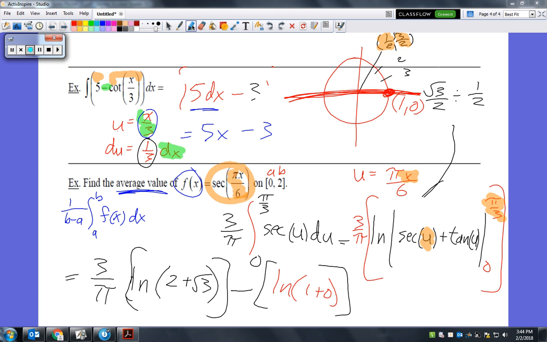What does this become, guys, right here? Some of you already see it. 0, because the natural log of 1 is 0 from that graph that we remembered as its default parent function. So my final answer is just going to be 3 over pi times the natural log of this, which you can leave just like that, because I don't expect you to know that value without the calculator. That's all the time.